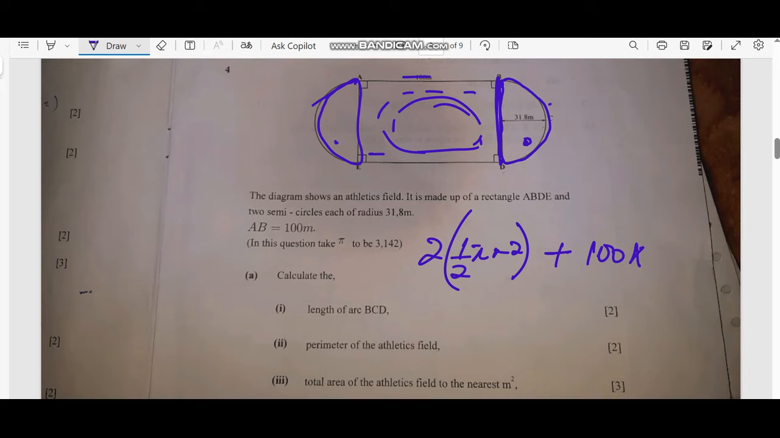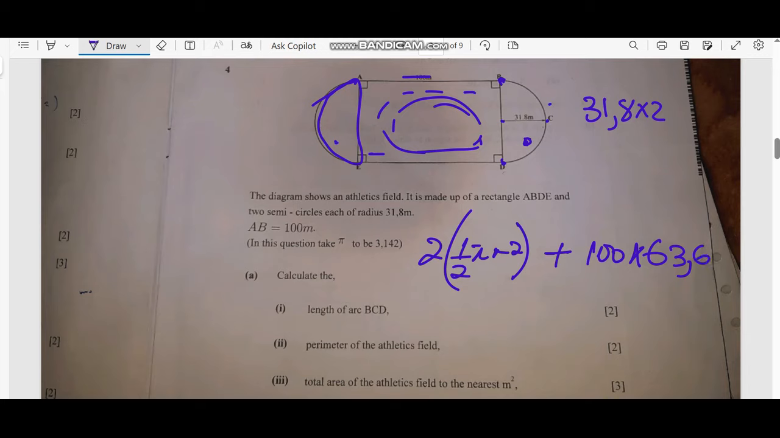What is the width now? The width from here to here is a diameter, but from here to here is a radius. A diameter is double the radius, twice the radius. So to get from b to d, I have 31,8 times 2, which is 63,6.